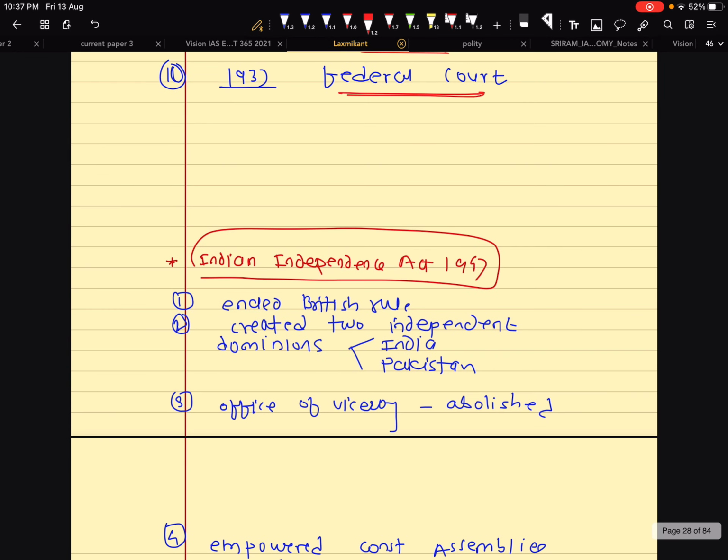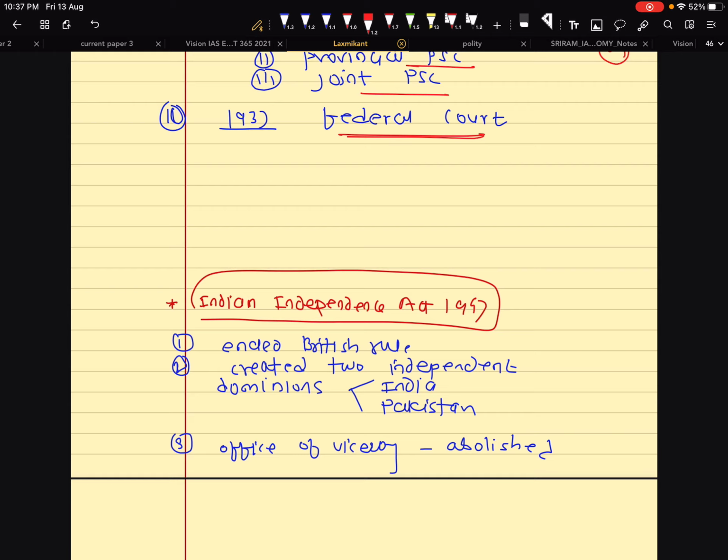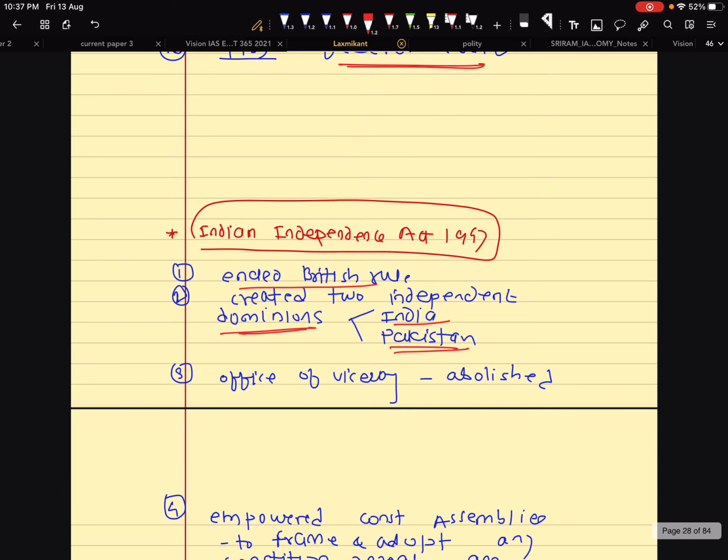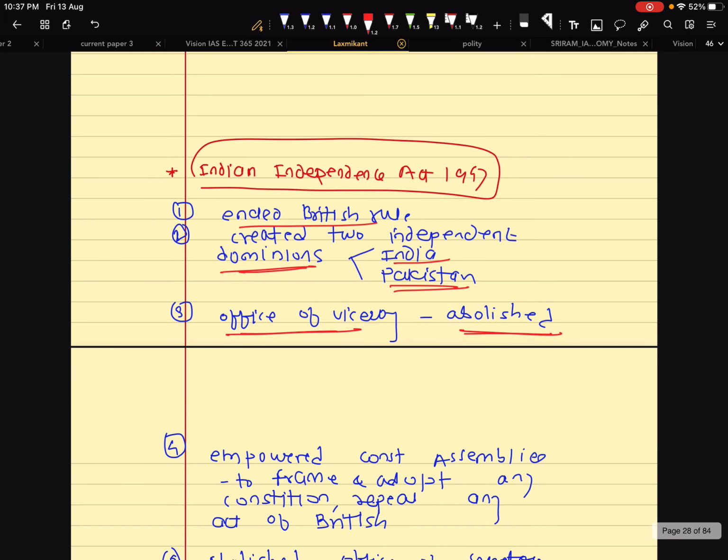Now the Indian Independence Act 1947. What happened with this act? It ended British rule over India. They created two independent dominions, India and Pakistan. Then the Office of Viceroy was abolished. Remember, the Office of Viceroy was created by the 1858 Act. It was abolished by the 1947 Act, not 1935. Remember, this can be an MCQ.